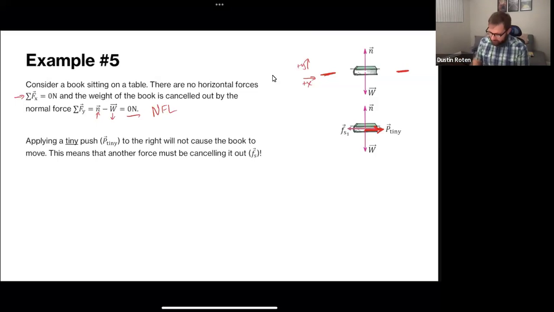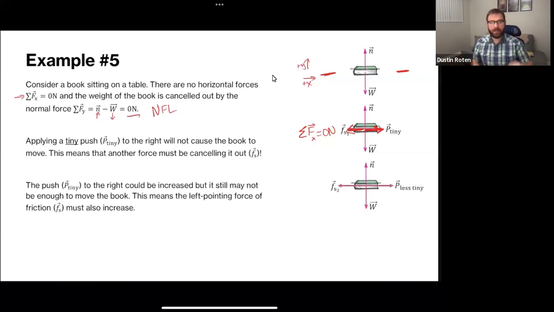This friction is fighting my little tiny baby push right here. So you'll notice this tiny vector is being canceled out by this force vector opposing it. Everything still equals 0 in the X direction. Nothing's changed.